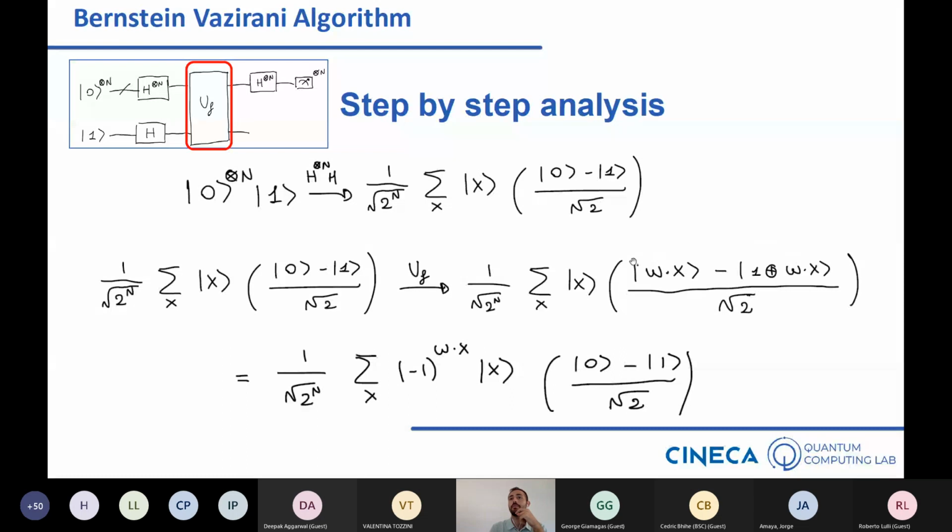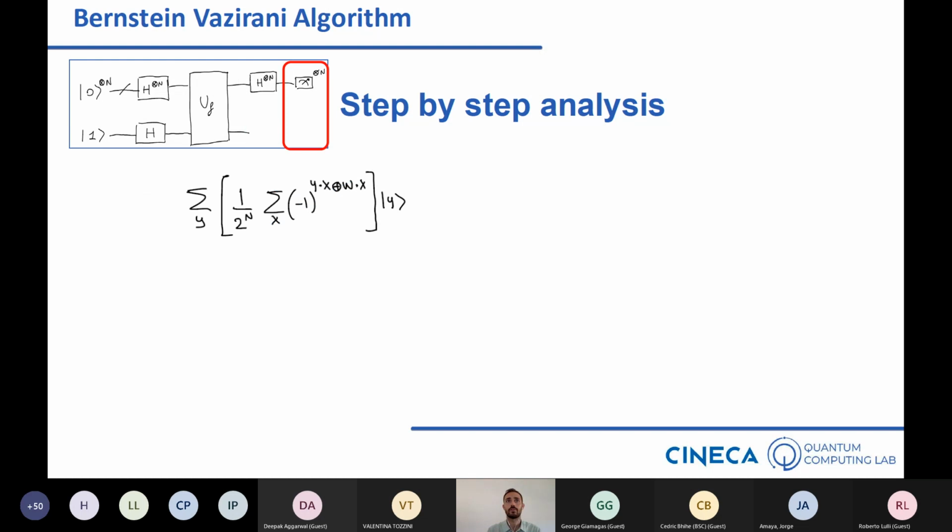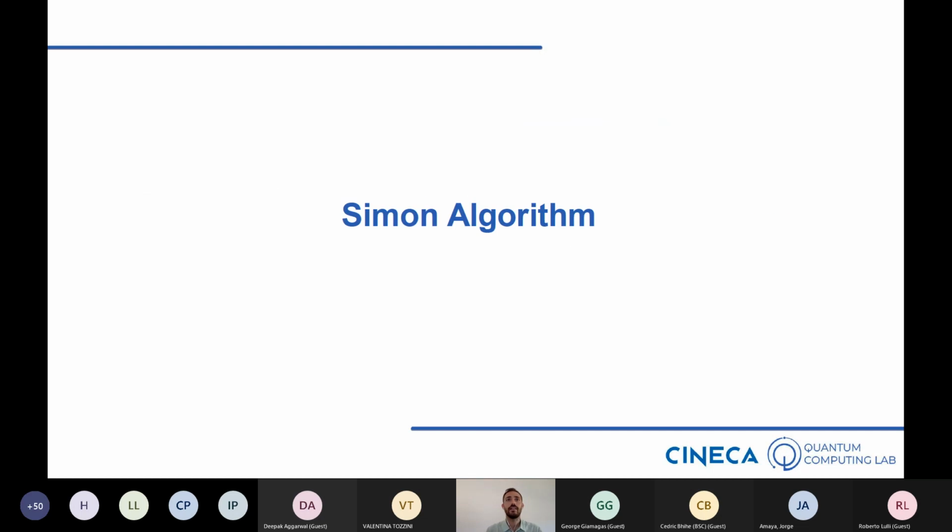So you get some information here in the last register, so in the last line, but then at the end it's like having it also on the first register. So you can discard the last one. It's one trick that is used in this kind of quantum circuits. Probably now it's more clear.